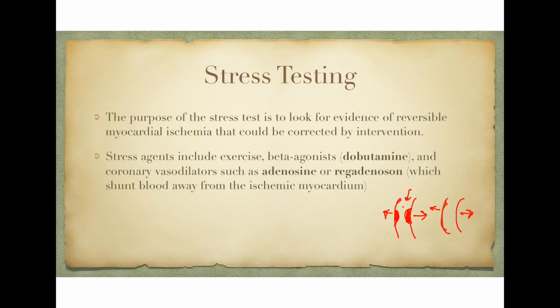So you're also dilating the healthy artery, in which case this extra blood that was getting shunted towards the diseased artery is going to go back down the healthy artery, and that's going to pull blood away from the diseased artery and bring out the ischemia that's underlying as a result of this blockage.